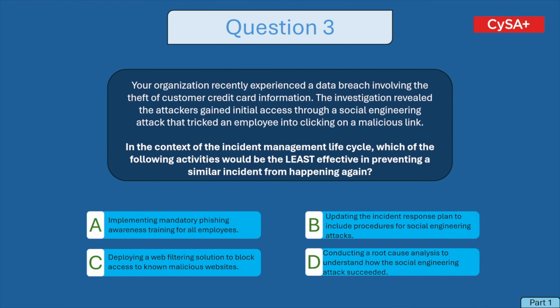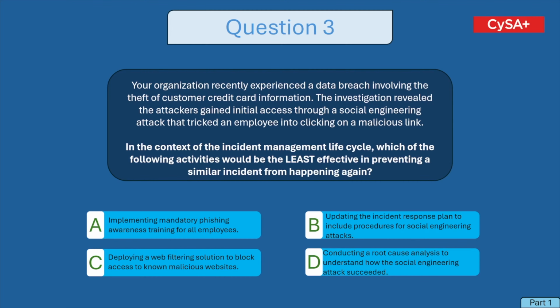Question 3. Your organization recently experienced a data breach involving the theft of customer credit card information. The investigation revealed the attackers gained initial access through a social engineering attack that tricked an employee into clicking on a malicious link. In the context of the incident management lifecycle, which of the following activities would be the least effective in preventing a similar incident from happening again?